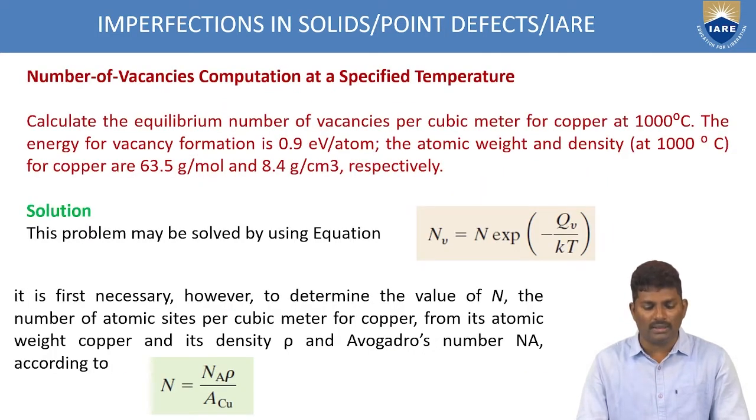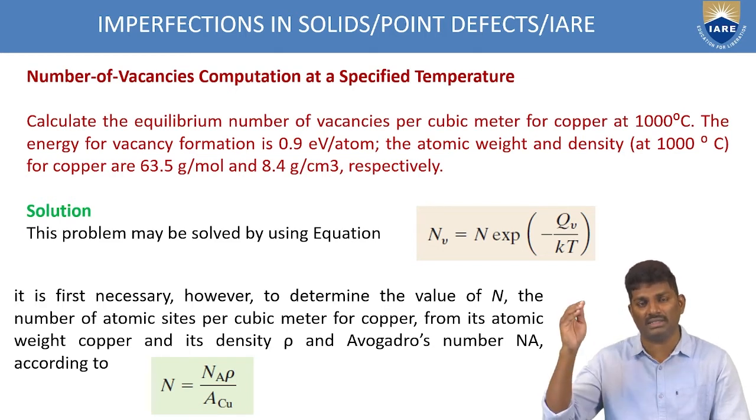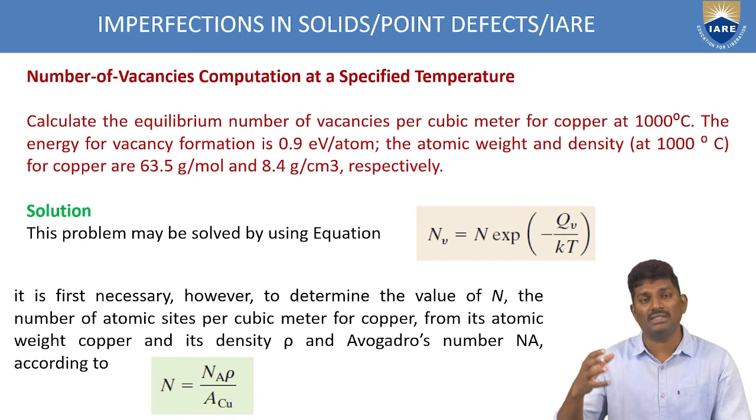And as we discussed, the number of vacancies, how to compute this number of vacancies, you can see this example. Calculate the equilibrium number of vacancies per cubic meter for copper at 1000 degrees centigrade. So what you need to do? You need to identify the number of vacancies per cubic meter at 1000 degrees centigrade.